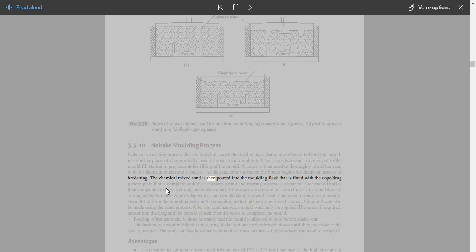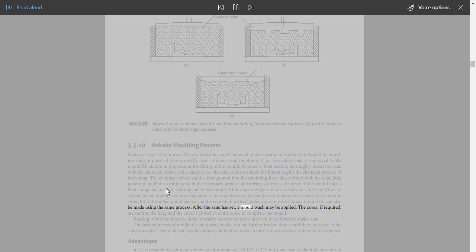The chemical mixed sand is then poured into the molding flask that is fitted with the cope/drag pattern plate that is complete with the necessary gating and risering system as designed. Each mold half is then compacted to form a strong and dense mold. After a specified period of time, from as little as 10 sec to as long as the foundry requires depending upon mold size, the sand mixture hardens, resembling a brick in strength, to form the mold halves, and the cope/drag pattern plates are removed. Cores, if required, can also be made using the same process.